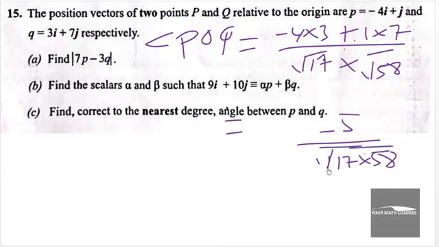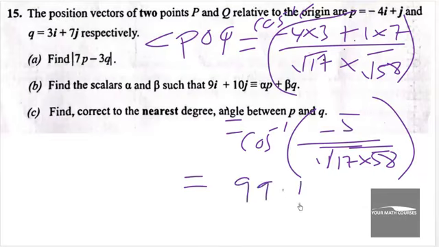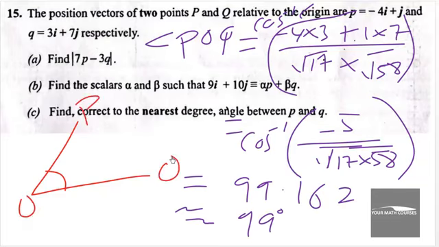So it's cos inverse of whatever is there, cos inverse of that, and that will be equal to 99.162. To the nearest degree, that will be approximately 99 degrees. So that is the value of the angle between the position vectors P and Q, which is 99 degrees.